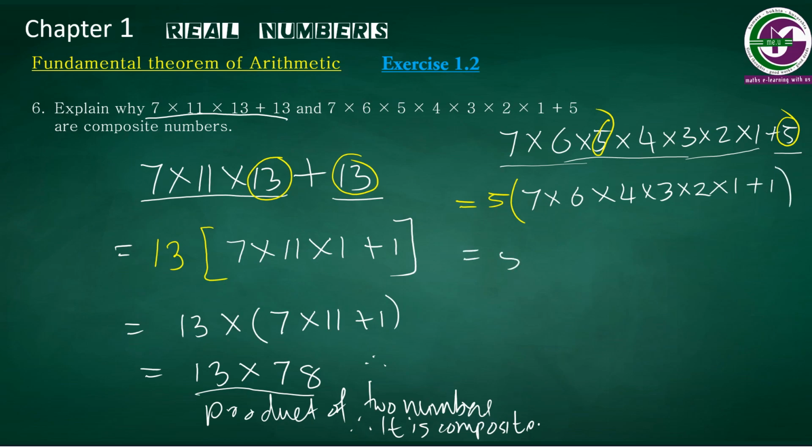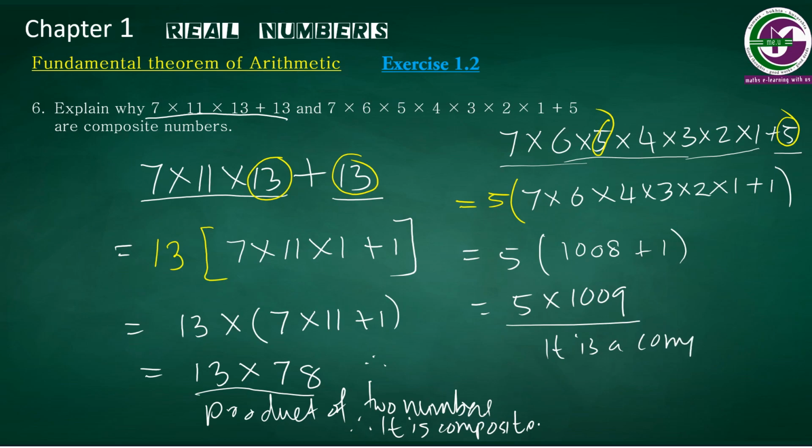So we get 5 times bracket. We'll multiply 7 times 6 times 4 times 3 times 2, so it gives 1008, plus 1. That means it is 5 times 1009, a product of two numbers. Once we get a number as a product of two numbers other than 1 and itself, it is a composite number. Composite. Why? Product of two numbers other than 1 and itself.